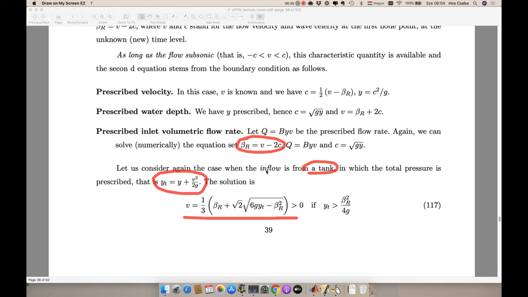So for inflow, if the tank flow rate is given, then this will be your velocity here. But as we are speaking about inflow, this has to be larger than 0. And this is also bigger than 0 if this condition holds. So if the tank water depth is larger than this quantity.